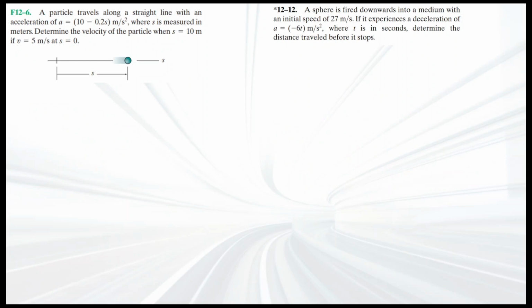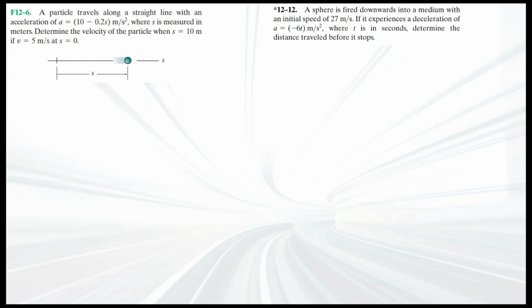Okay, let's move forward. Now we have a horizontal type of kinematic problem. Here a particle travels along a straight line with an acceleration of a equals 10 minus 0.2 s meters per second squared, where s is measured in meters. So we're given an equation of a line for acceleration. Now, determine the velocity of the particle when s is 10 meters. So we're here to find the final velocity when position is 10 meters. And we're given the initial state: when the position is 0, the initial velocity is 5 meters per second. Okay, so how do we solve this?